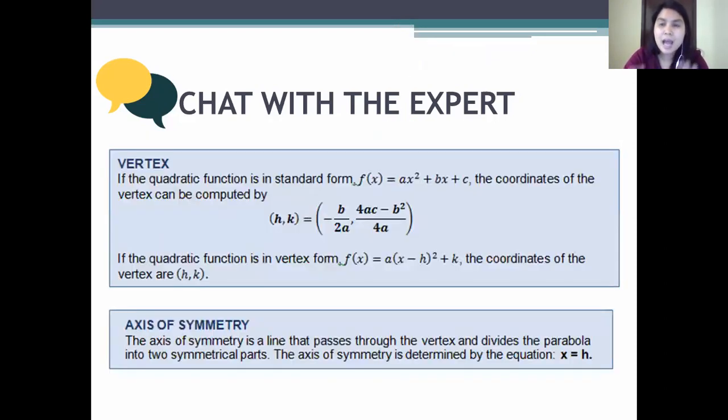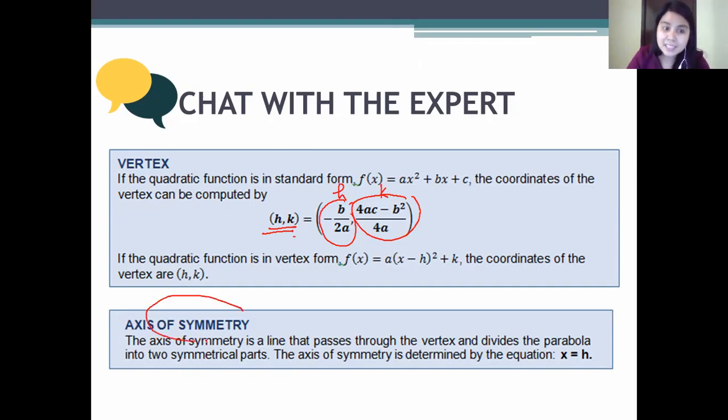Now, how do we solve for this? Let's start with the vertex. How will we solve for the vertex? Remember, our vertex is (h, k). The formula for the vertex is, for h, we have negative b over 2a. And for k, we have 4ac minus b squared, all over 4a.